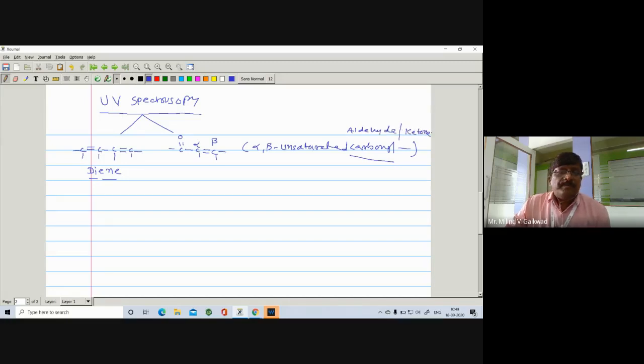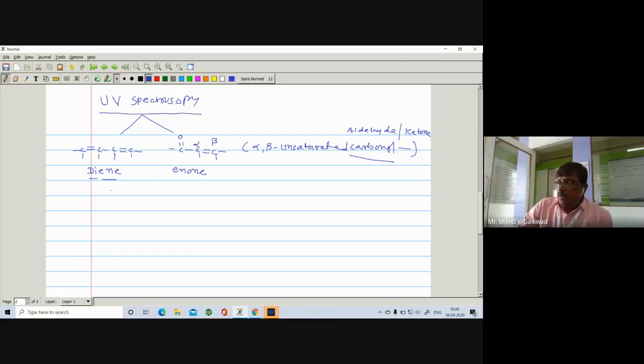Aldehyde or a ketone, right? So this is also called an enone. So what is the use of UV spectroscopy? It is useful to find out the presence of a diene, meaning whether the structure contains two pi bonds in conjugation or not, or one carbon-carbon double bond and one C=O group in conjugation or not. So this is the use of UV spectroscopy.